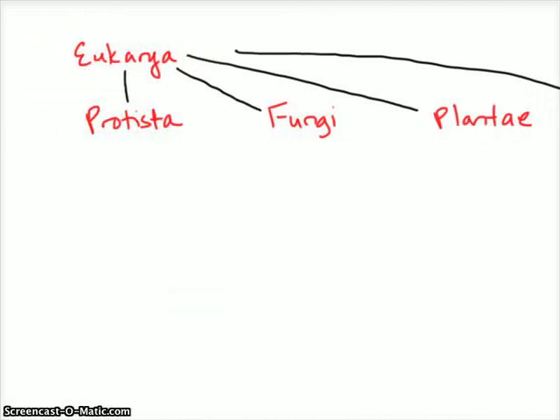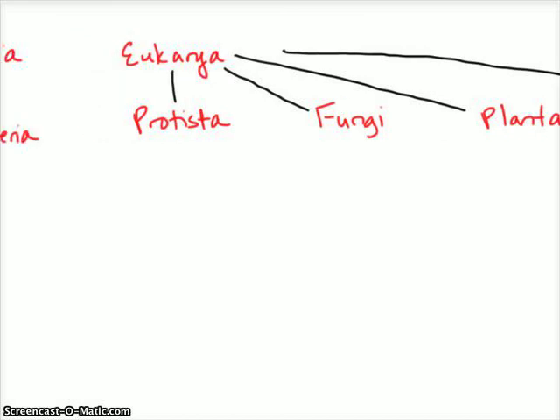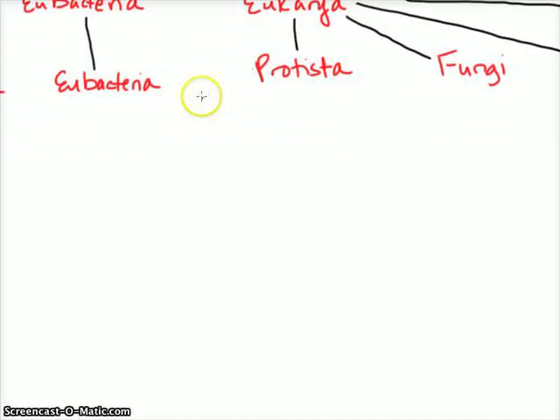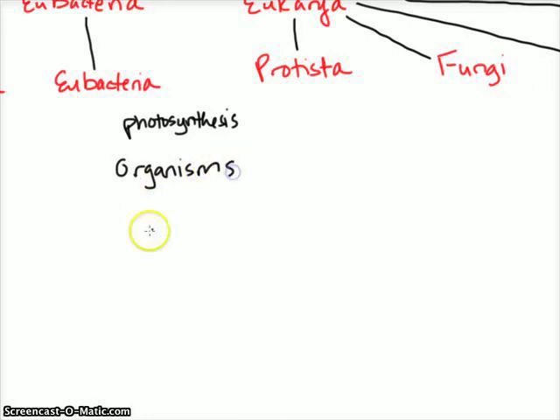And so let's take a look at these at the Eukarya. So we've got photosynthesis, examples of organisms, and features, if they have any special features.